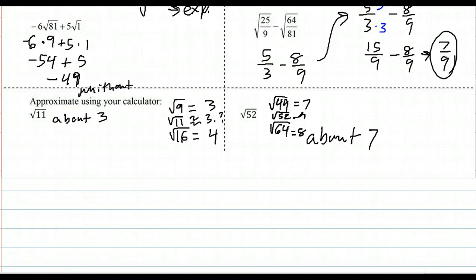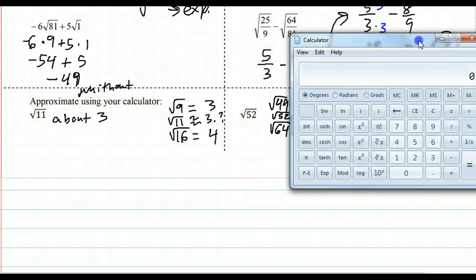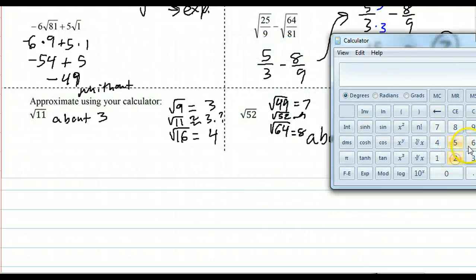Watch, if you take out your calculator and you look at it, let's do square root of 11. See, 3.31. You notice it's less than 3.5 because it's closer to 9. And then if we do square root of 52, we said that one's about 7. And there it is, 7.2. So, thank you.